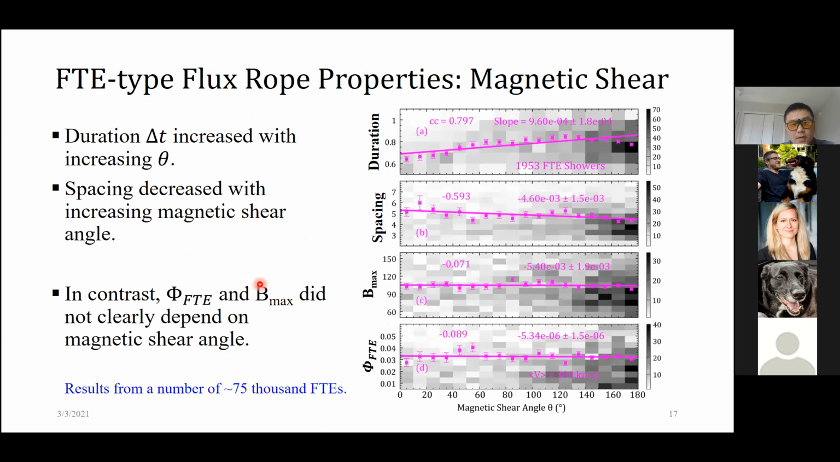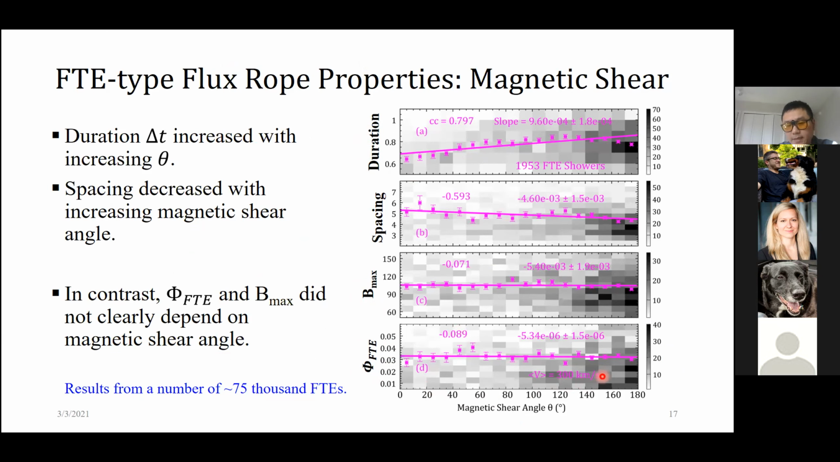Okay, and in the following, we have shown the flux rope properties. That is the flux rope duration, the spacing, that is the time separation between neighboring flux transfer events, the maximum magnetic field intensity inside the flux rope, and the amount of magnetic flux carried by each FTE, and how they depend on the magnetic shear angle.